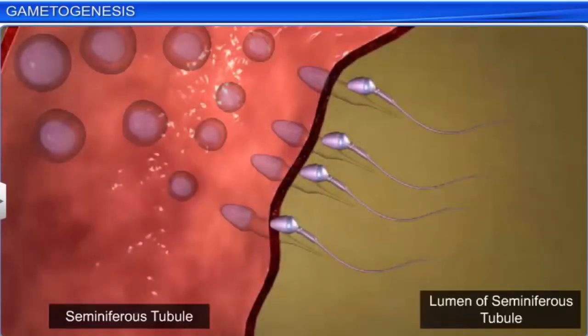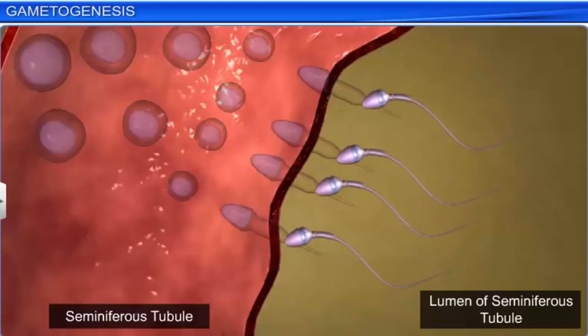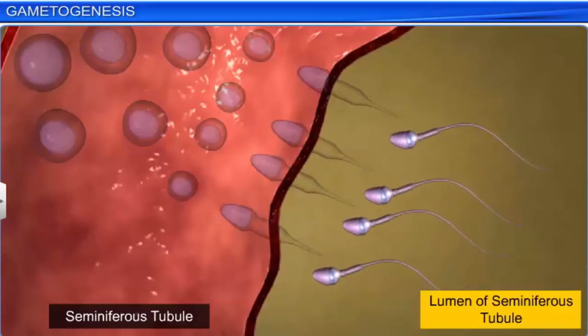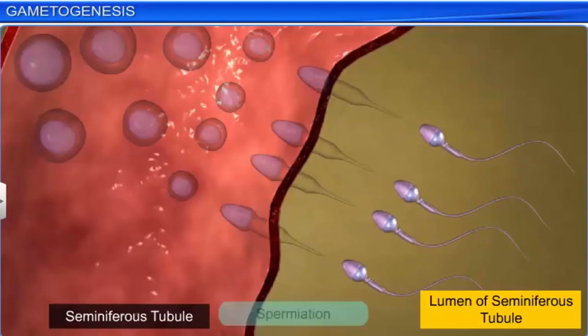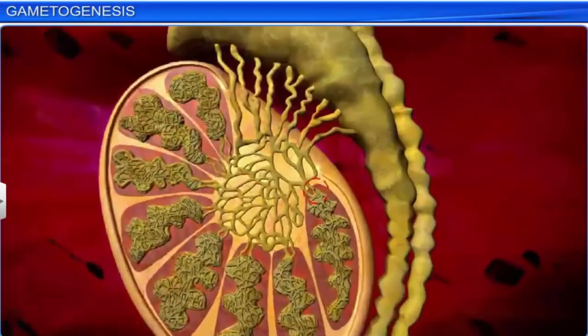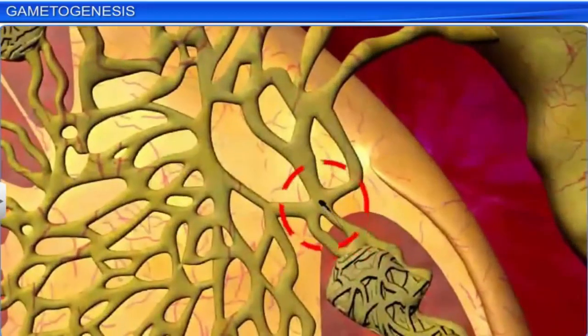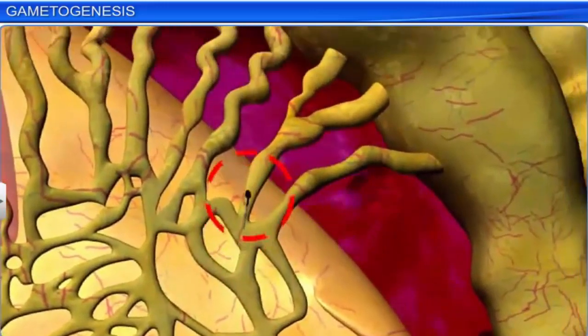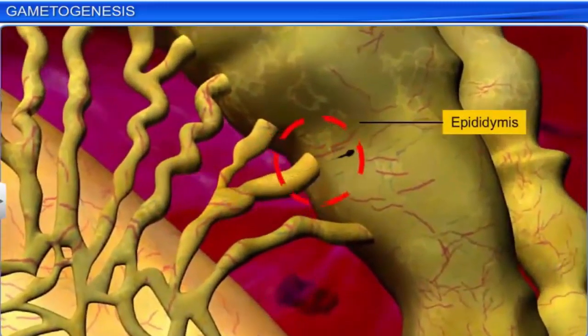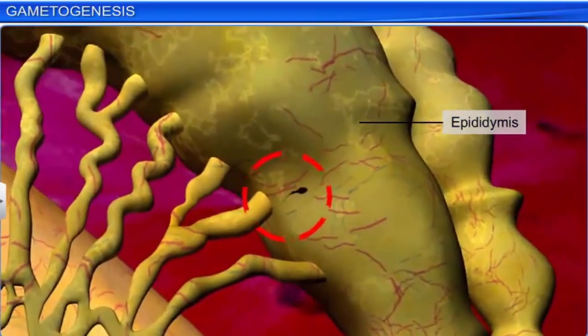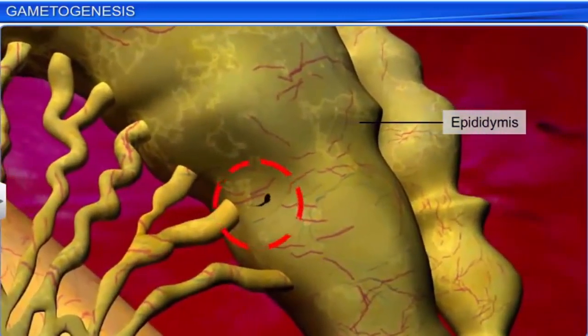Post-spermiogenesis, non-motile sperms are released into the lumen of the seminiferous tubules by a process called spermiation. The lumen has testicular fluid that helps transport the non-motile sperm to the epididymis, where they mature and become motile.